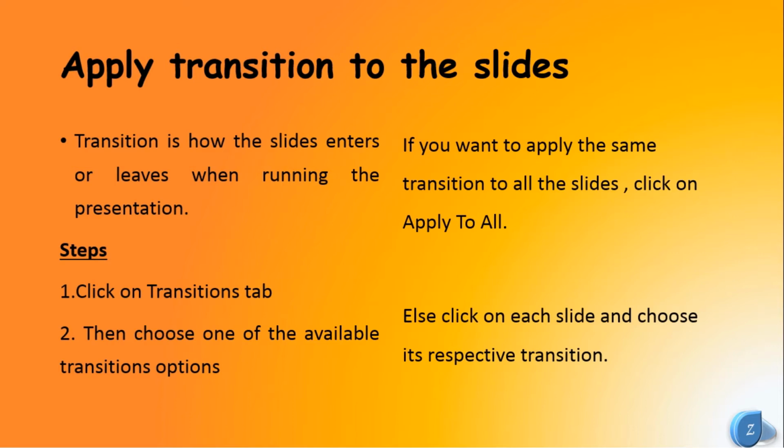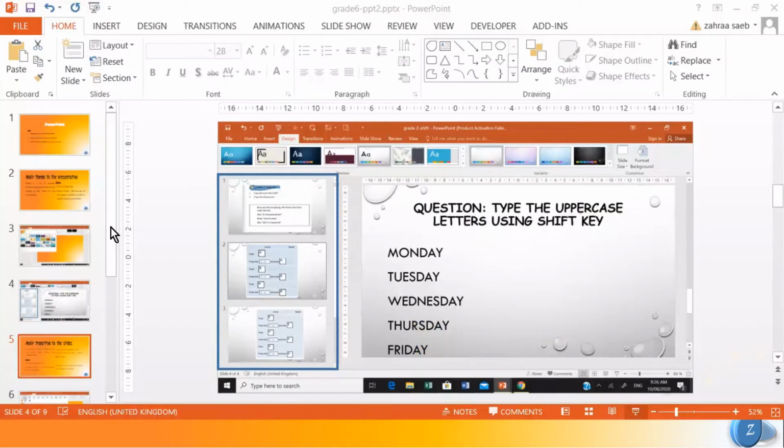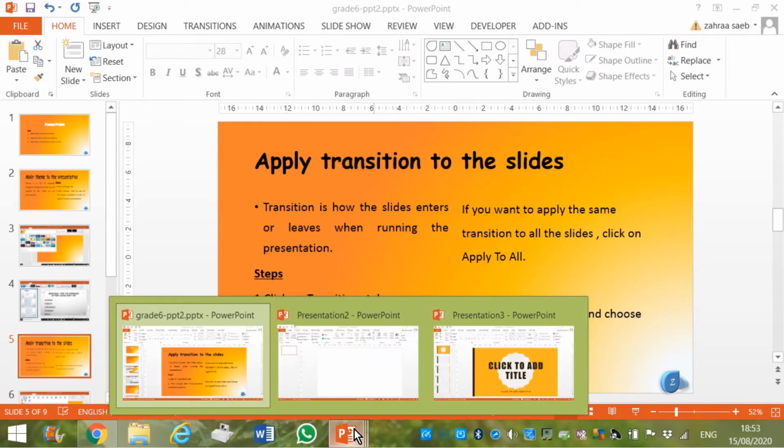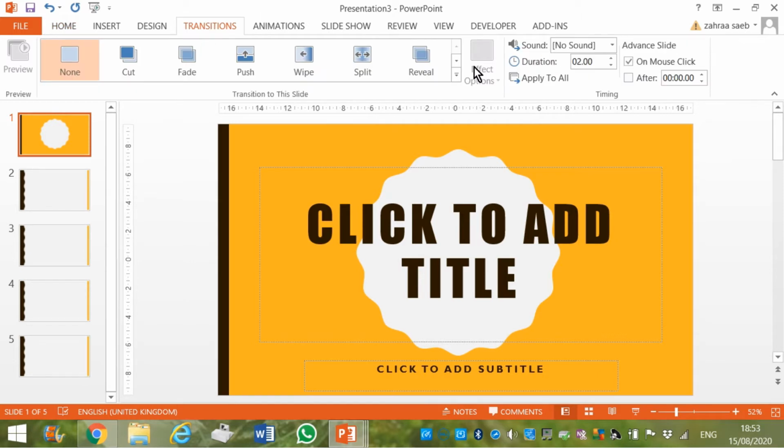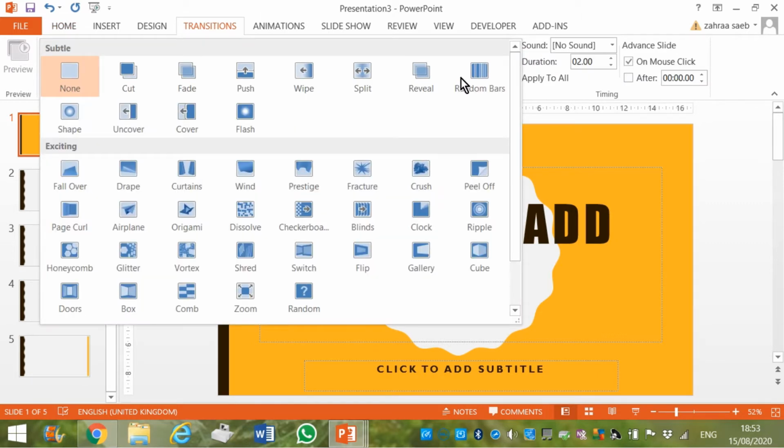Else, if you want each of your slides to have different transitions, then you click on each slide and you choose the transition you want to apply. Let's go through an example. For the first slide, I want to apply a transition. I click on Transitions and choose one of the transitions available.